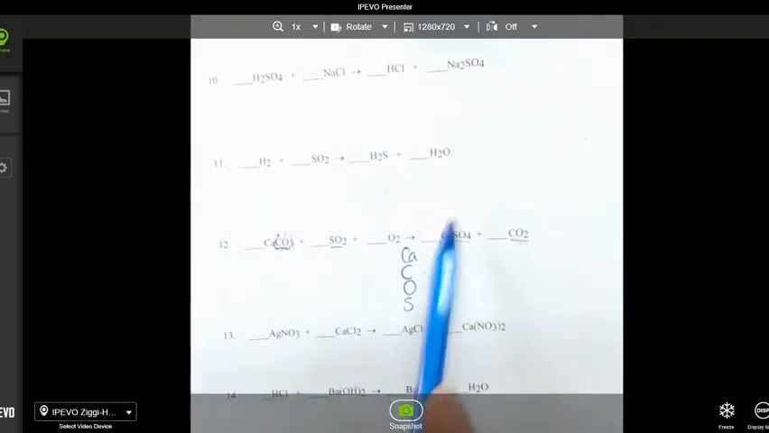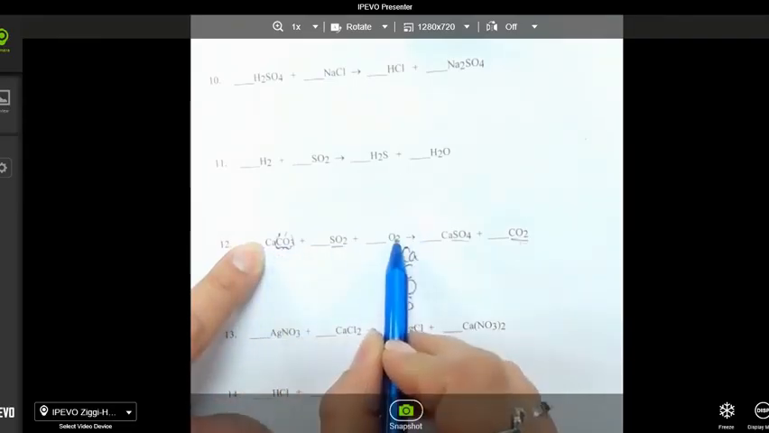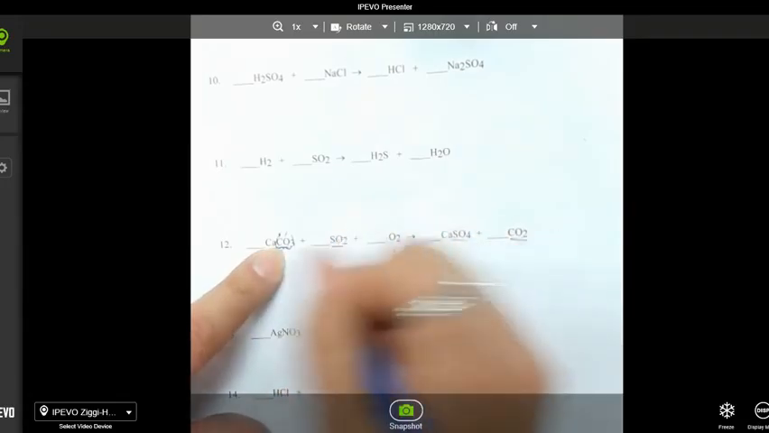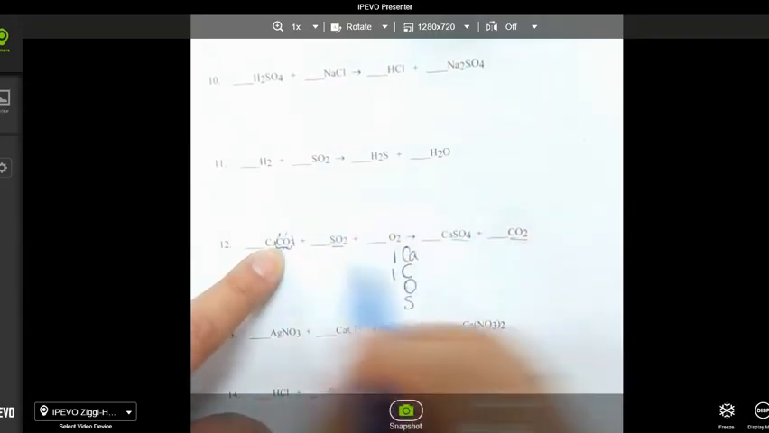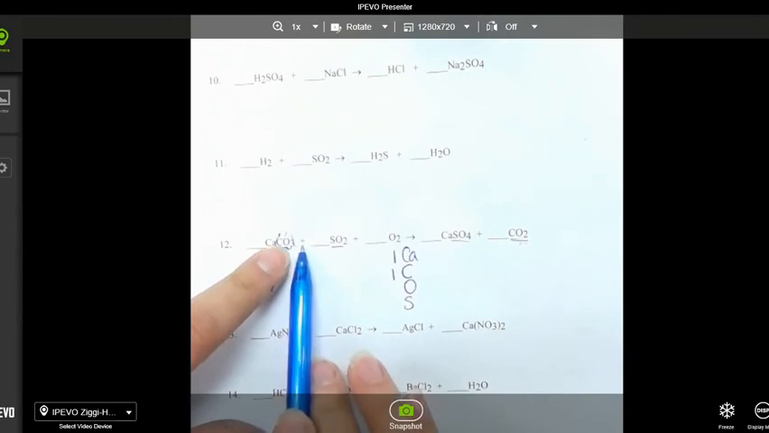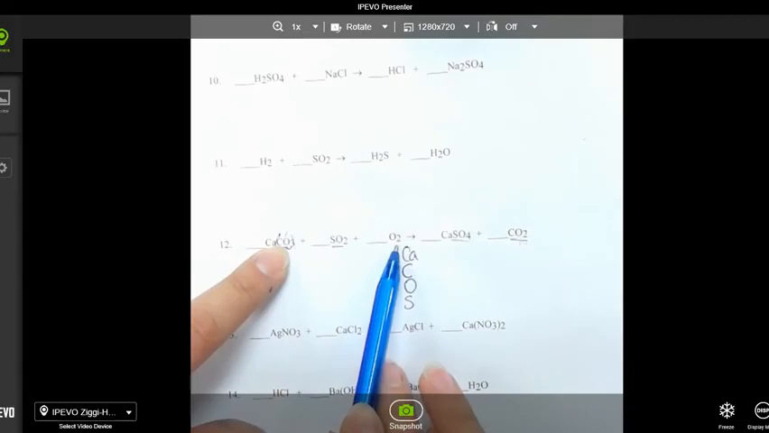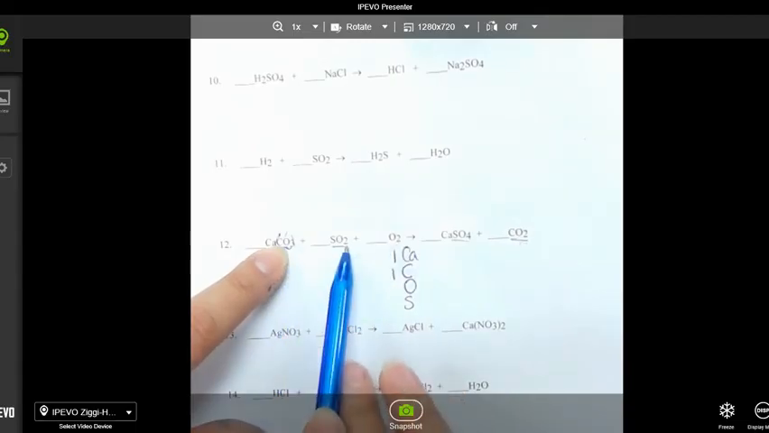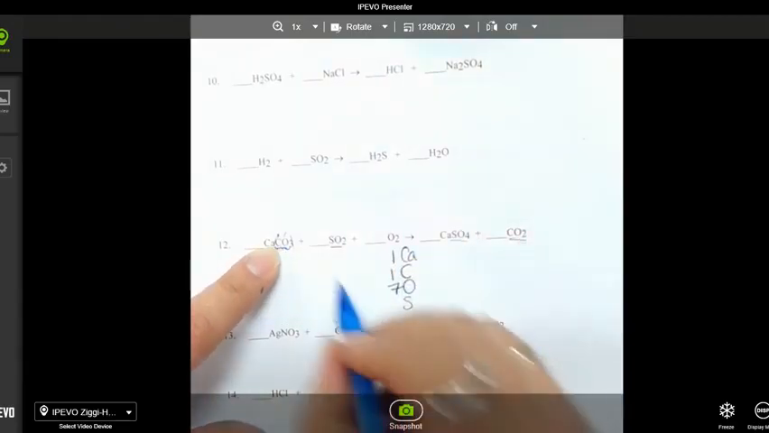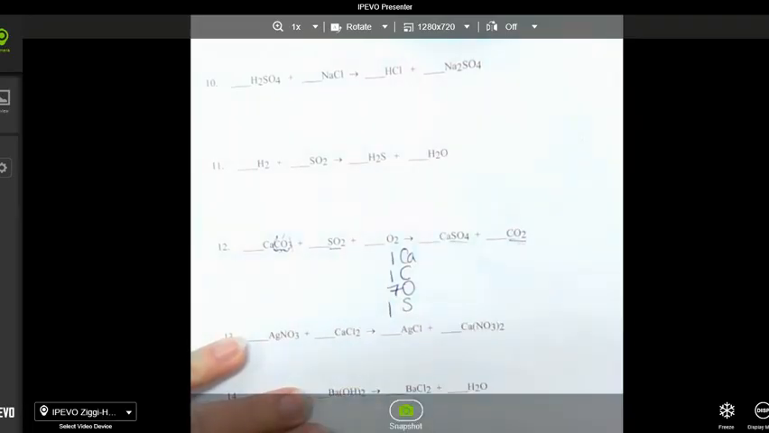So let's count how many of each we have on each side. So calcium. On my reactant side, there's 1 calcium. Carbon, there's 1 carbon right here, 1 carbon. Now oxygen, let's count how many oxygens we have. We have 3 oxygens plus 2 oxygens, that's 5, plus another 2 oxygens, so there are 7 oxygens on this side. And then sulfur is my last one. There's no subscripts with sulfur, so there's just 1.